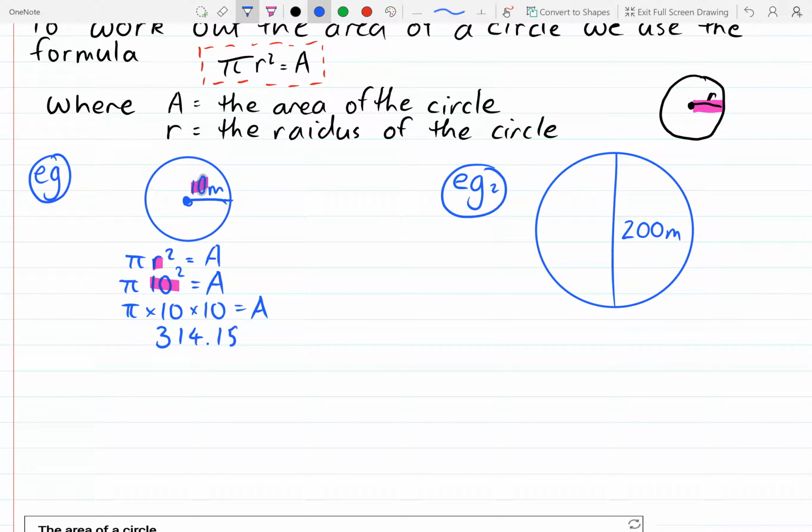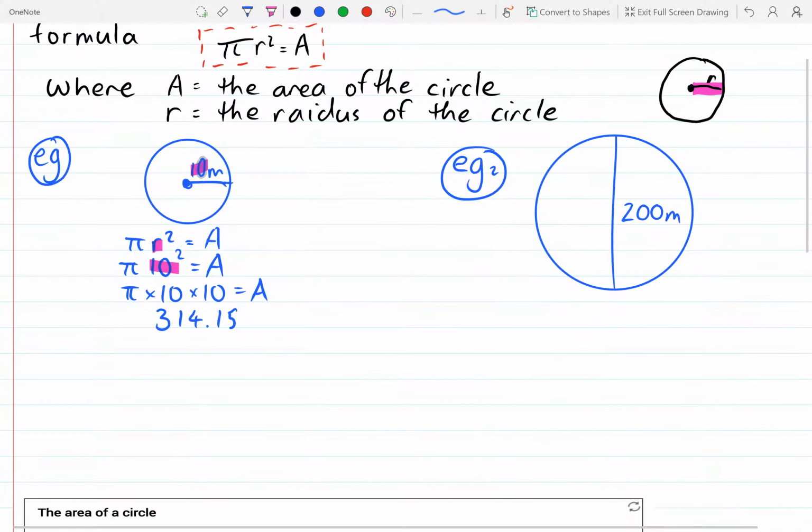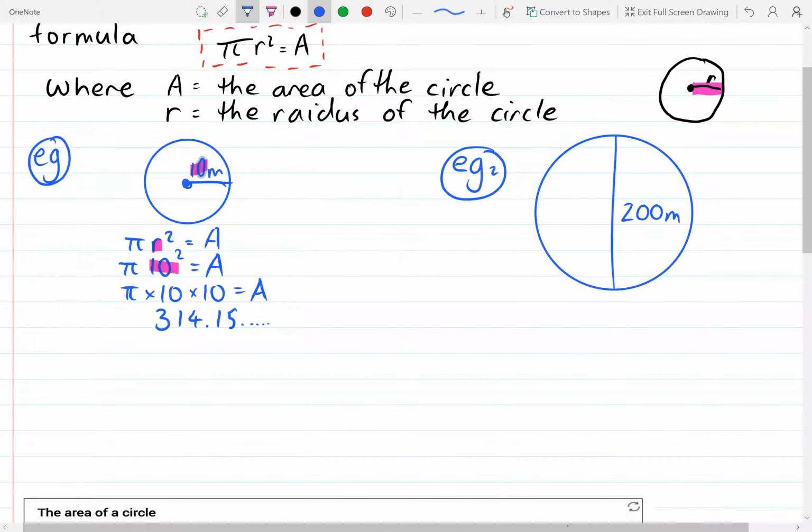314.15. Okay, now that's just 2 decimal places. Of course, pi would go on forever and ever and ever. Or if you want to be super duper accurate, you can also write 100 pi. And that's a number as well.